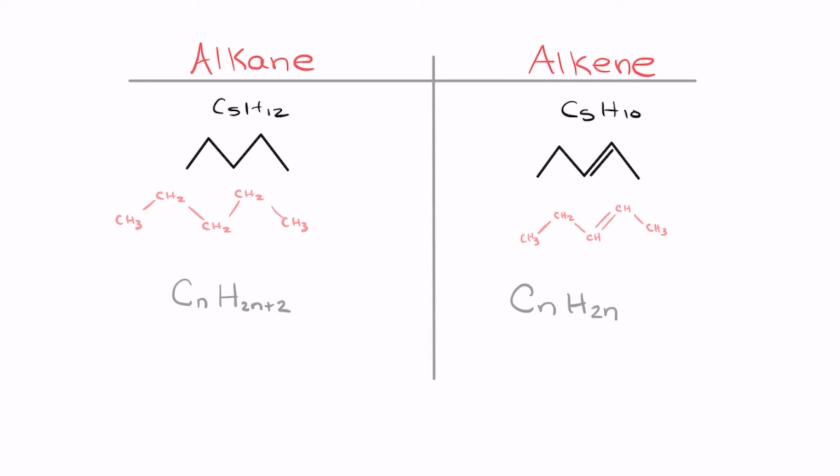And you might be wondering, why do we care about all of this? That's because if your professor tells you to draw the constitutional isomers and gives you a molecular formula, you can now find out if that formula belongs to an alkane or an alkene. And remember that when you have an alkene, such as in this case, with one double bond, we say that that is a unit of unsaturation.